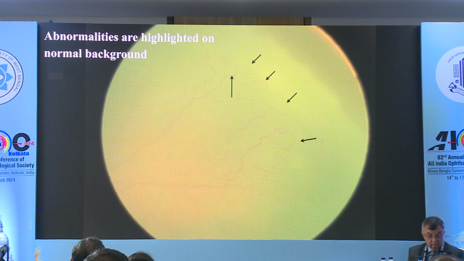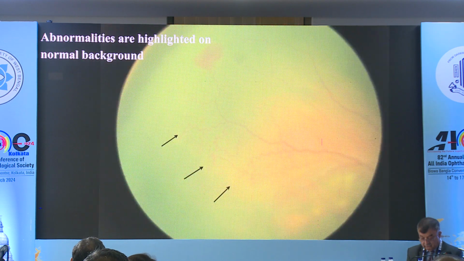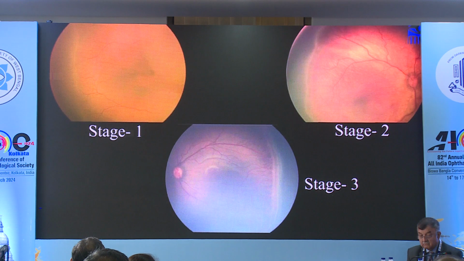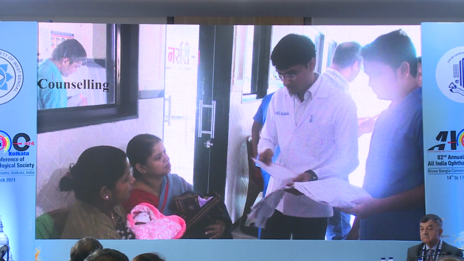So identification of ROP will be easier if you know the normal retina, whether it is an anteriorly located disease or a posteriorly located disease. Then of course with time and with your theoretical background, you will always know the stages of ROP, and as a beginner you should be able to identify at least the first 2-3 stages.